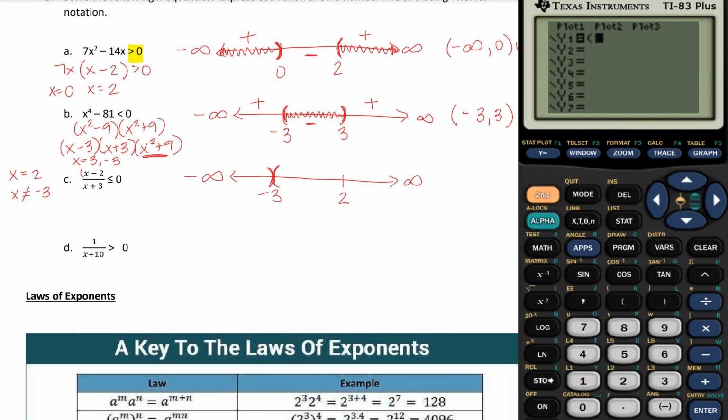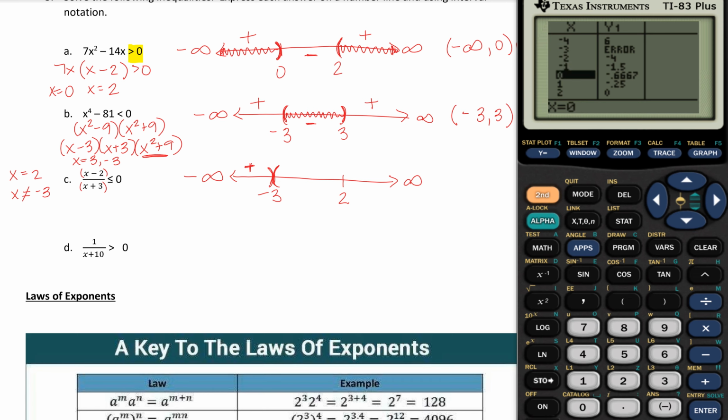Remember, put the numerator in parentheses and the denominator in parentheses. So x minus 2 divided by x plus 3. Close out my parentheses and let's take a peek. Let's see, to the left of negative 3 is positive. Between negative 3 and 2, well, I choose 0, it's negative. And after 2, it's positive.